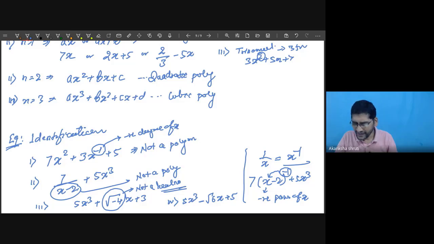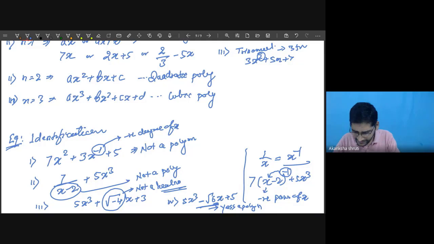No, sir. Why? Student, under root 6 is a real number. Sir, polynomial. Irrational. Therefore, it is polynomial. Yes, a polynomial. Student, here under root 6 is a real number, so don't worry about this. And the minus is outside that.